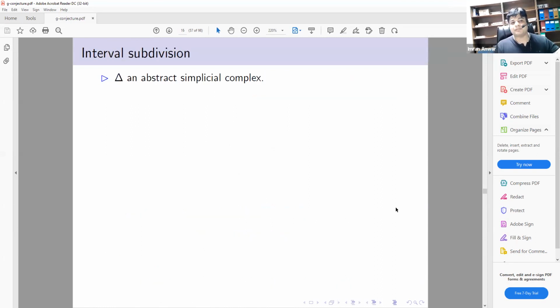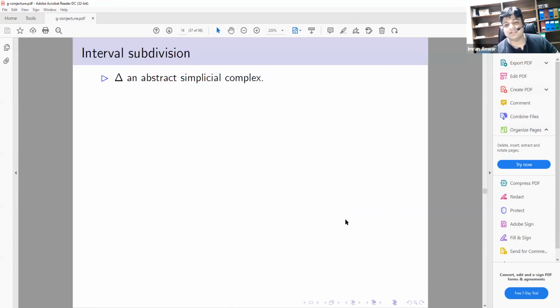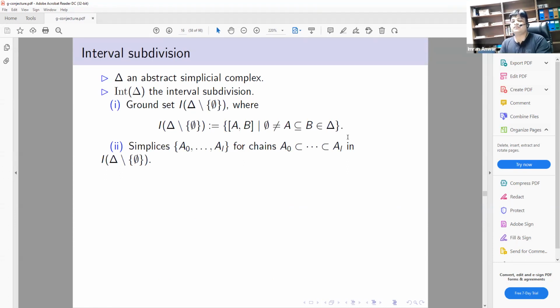Now there is an important definition. Our paper is particularly about the interval subdivision. One can divide a simplicial complex through the intervals, and let delta be a simplicial complex. You take all possible intervals, but the condition is that you exclude the empty set in the poset, and whatever new set comes out, you call it your ground set. Now you define a simplicial complex on it in the way that every simplex is nothing but a chain of intervals: A0 is an interval, A1 is an interval, and by making the interval chain, you go as long as you can. These chains we call the faces of the subdivided complex.